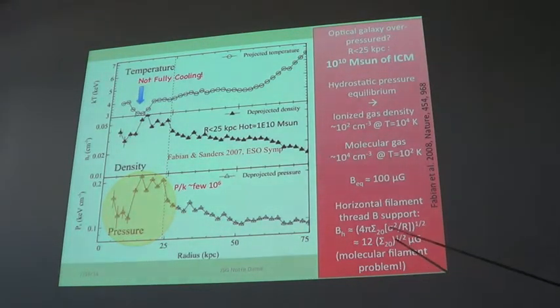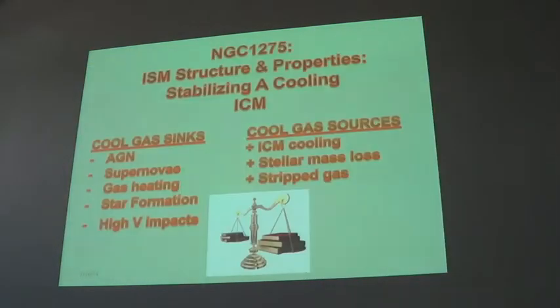And if you were going to support the filaments with a thread, you would get something like 12 microgauss if they were only ionized gas, but they're not. They're molecular, so there's the problem. How does the balance look in this system? I like this diagram because the lighter books are heavier than the heavier books, and that's pretty much this galaxy.